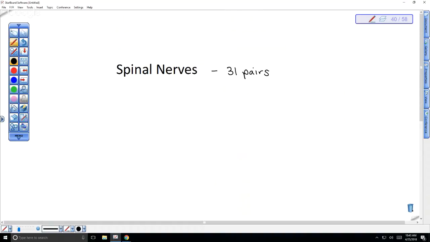Okay. So these are all mixed. And instead of coming off the brain, the middle of the brain, or the medulla oblongata, for example, like a lot of those cranial nerves do, these come off of the spinal cord.